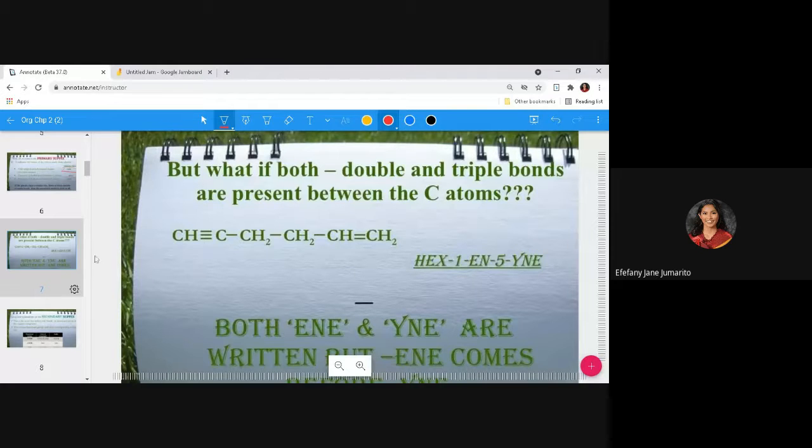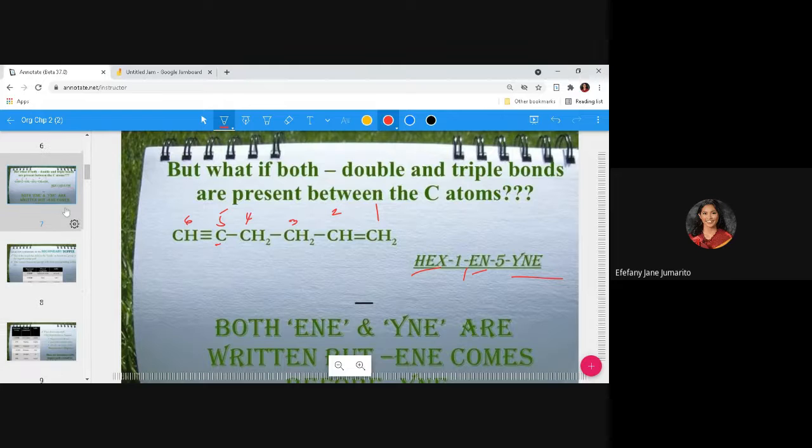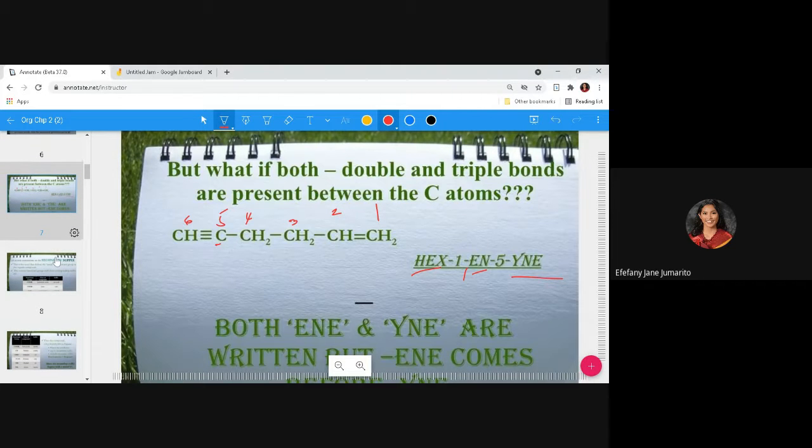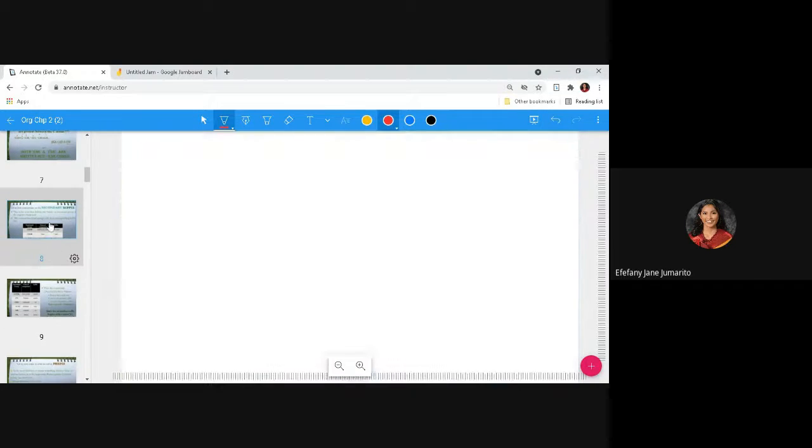Okay, so what if we have double bond and triple bond present? So the counting will be from our double bond. So 1, 2, 3, 4, 5, 6. That's why hex-1-en-5-yne. Okay, so take note of that, that we take priority to our double bond, after is our triple bond.